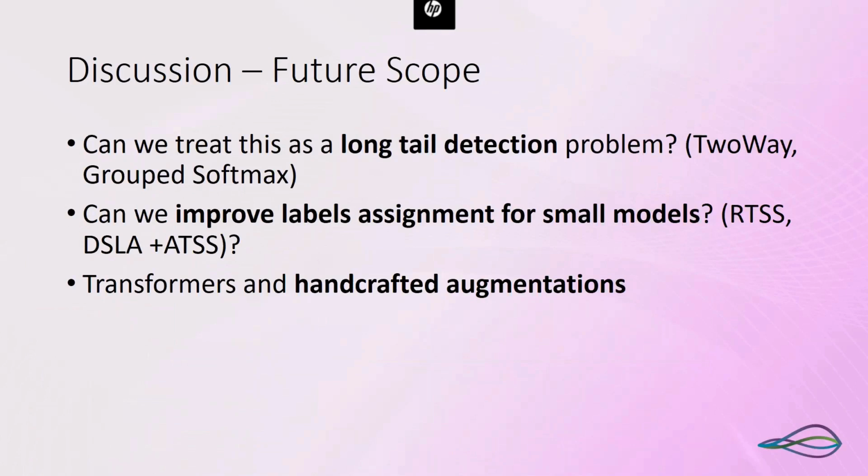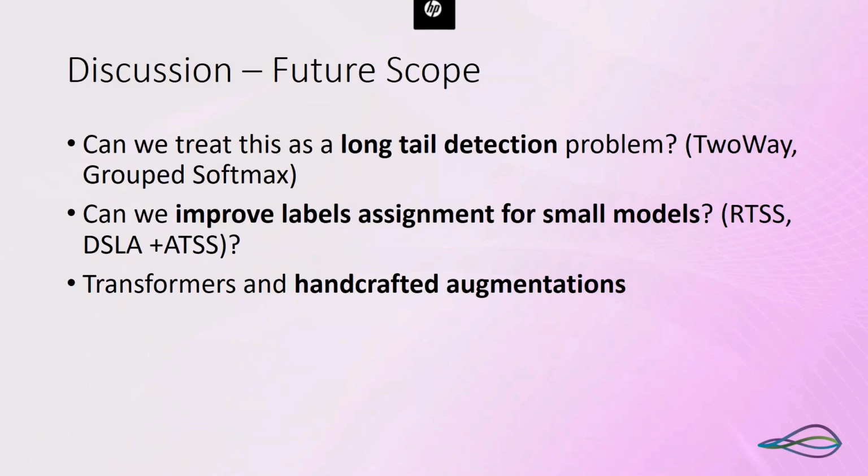Before I leave, I would like to suggest the future scope of our work, and will leave the audience with some questions. For data sets like these and construction images, can we really treat this problem as a long tail detection problem? Long tail detection problem is many classes and a skewed distribution. If we treat this as a long tail distribution problem, we can change losses, we can use two-way losses, group softmax. These are just mathematical losses and have not been used much.